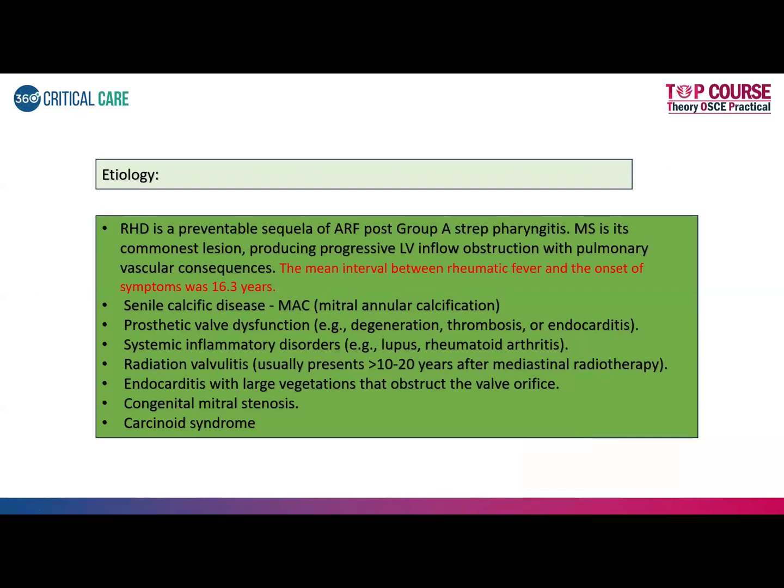Etiology: rheumatic heart disease is the first etiology. It is a preventable sequela of acute rheumatic fever, post group A streptococcus pharyngitis, and mitral stenosis is the most common lesion here, progressing to LV inflow obstruction with pulmonary vascular consequences. Other causes include calcific disease, for example mitral annular calcification, prosthetic valve dysfunction, systemic inflammatory disorders, radiation valvulitis, endocarditis with large vegetations, congenital causes, and carcinoid.